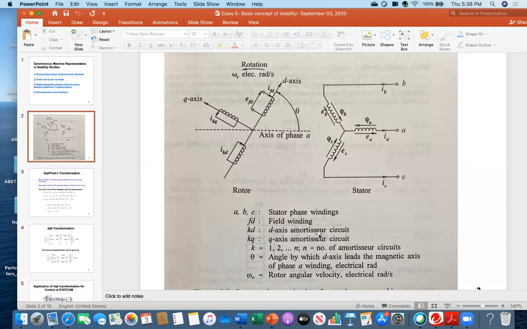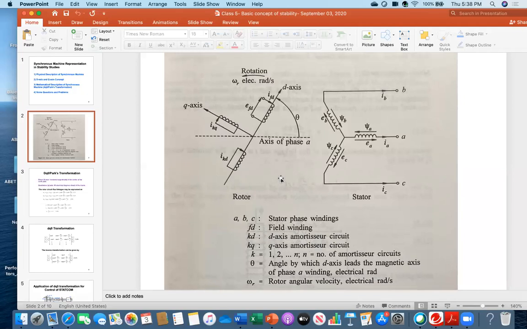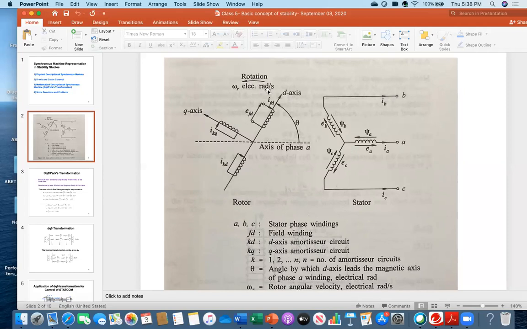But in many other literatures, damper winding is used. And then that FD is field winding. Now, what is the main goal here, or what it explains, or what is the physical significance?